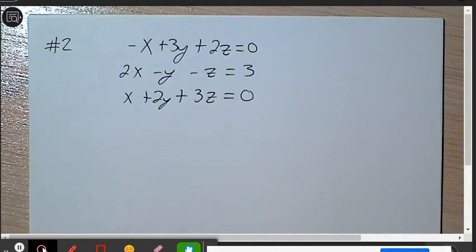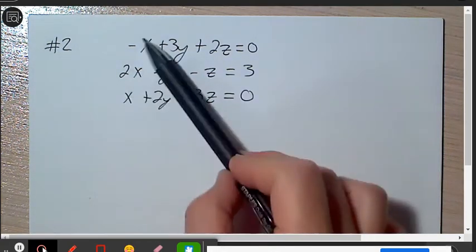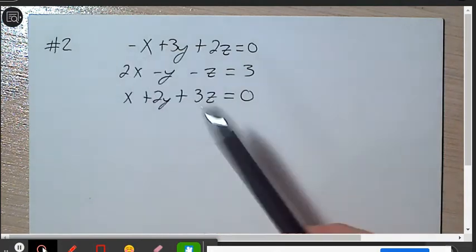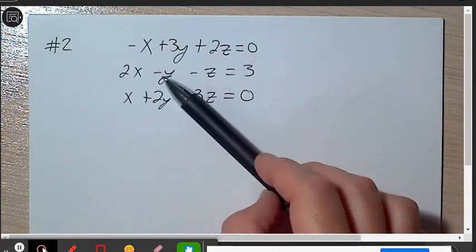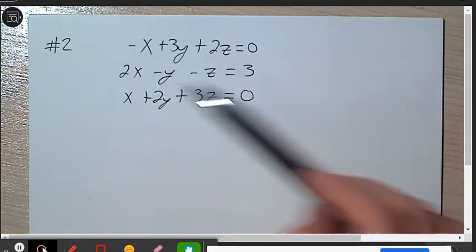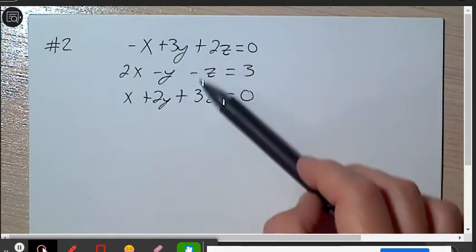Okay, so here's the system we'll use for number 2. Now, if we stick with the way the book does it, we'll do this one on this problem because we already have an x and a negative x. So this one to me would be easy to work with. Same thing with the y's. You've already got a negative 1y here, so this would be easy to work with. Same thing with this one. You've got a negative 1z.